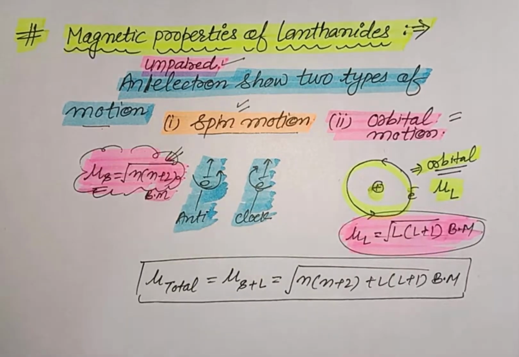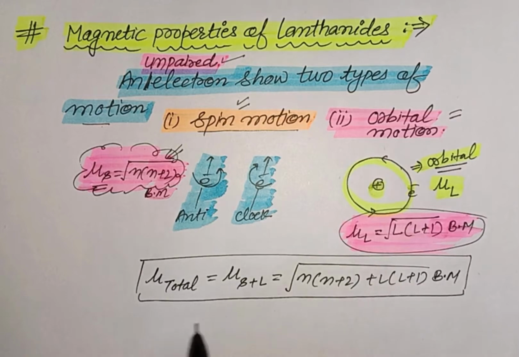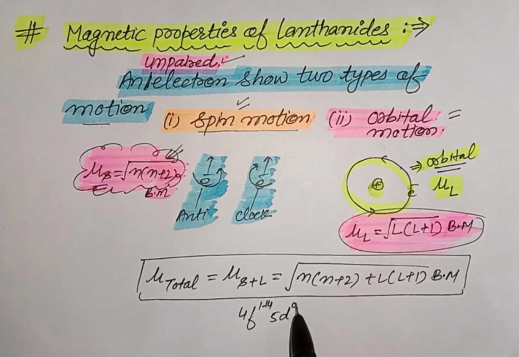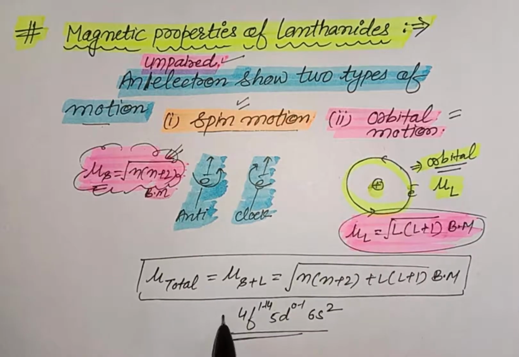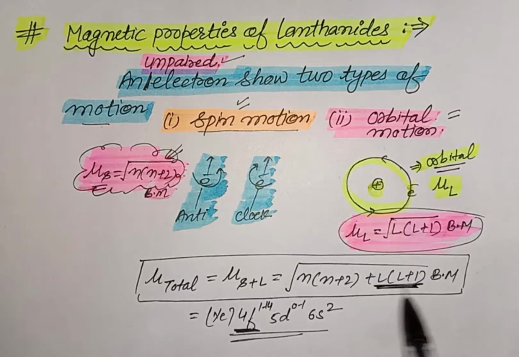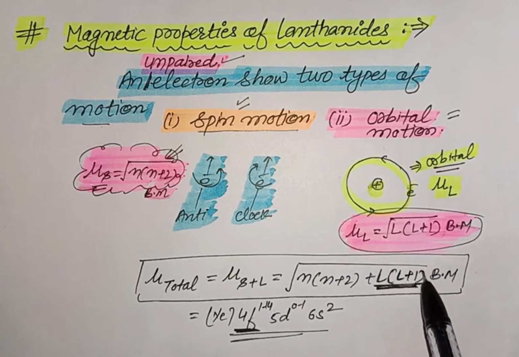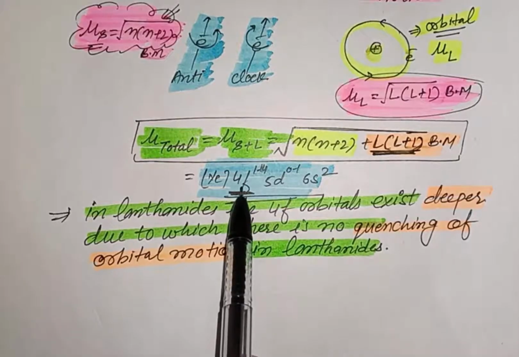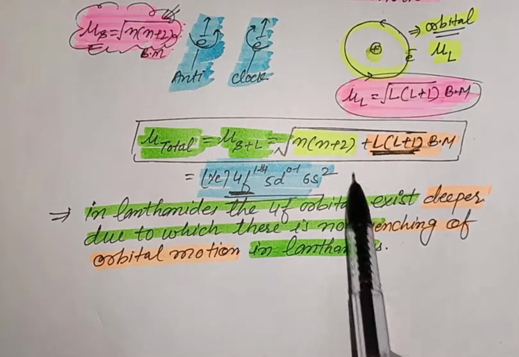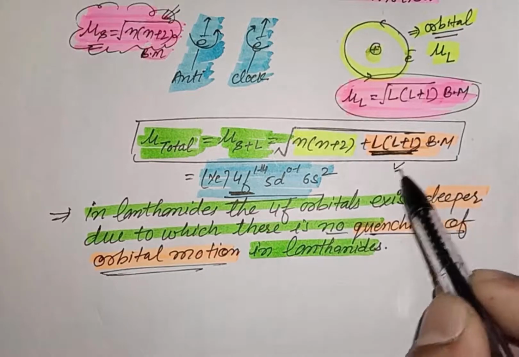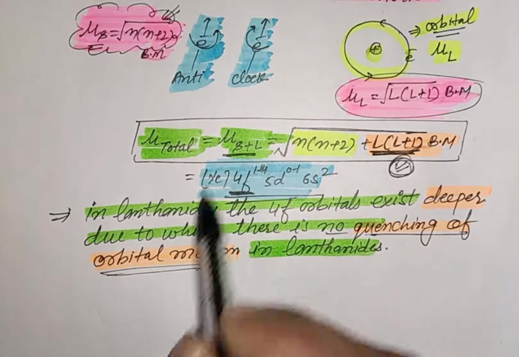In case of the lanthanoids, we know the electronic configuration is 4f1 to 14, then 5d 0 to 1, then 6s2. Because the f orbitals lie very deep, they are not affected by the ligands. So in the lanthanoids, the orbital motion is not quenched as it is in the transition metals. The f orbital exists deeper, so the ligands do not affect it. So there is no quenching of orbital motion, and the orbital moment also contributes to the total magnetic moment.